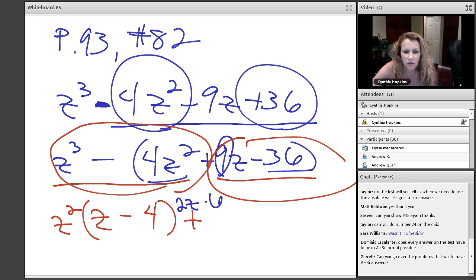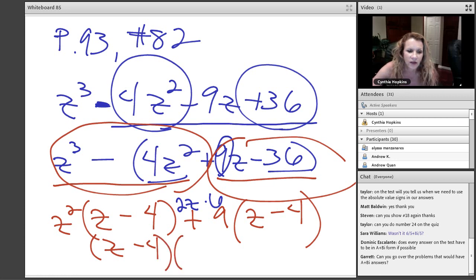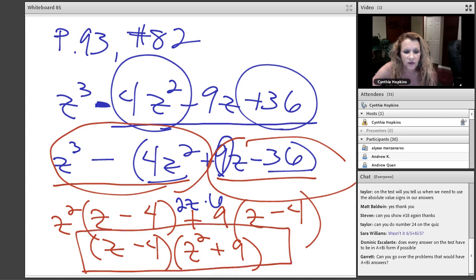Next, I'm going to factor out of these two terms. So I'm going to write a plus sign and then a 9, the quantity, and don't I get z minus 4? So the final answer is z minus 4 times the quantity z squared plus 9. I wonder if anybody would continue on and try to factor z squared plus 9. Nope, that's the sum of two squares. You're done. It is prime. And so that would be my final answer.